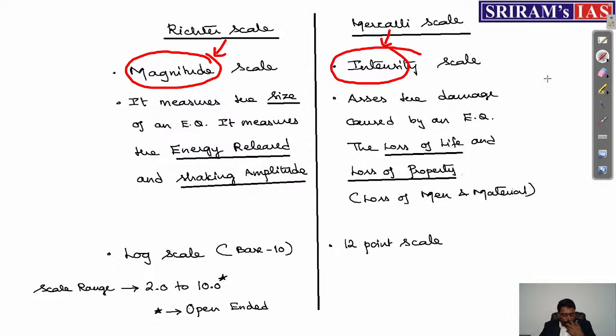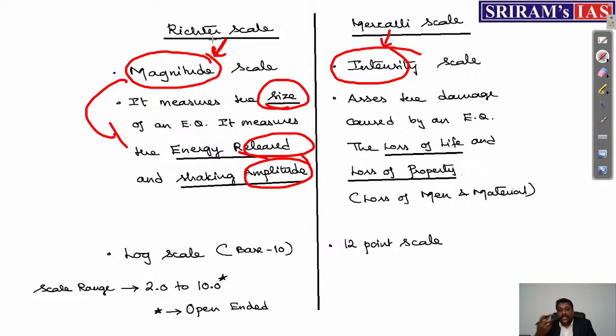So what is magnitude? Measuring the size of an earthquake, quantifying an earthquake. With the Richter scale, you just quantify an earthquake. You measure the size of an earthquake, the amount of energy released and the shaking amplitude. You are just quantifying an earthquake. You call that the Richter scale.